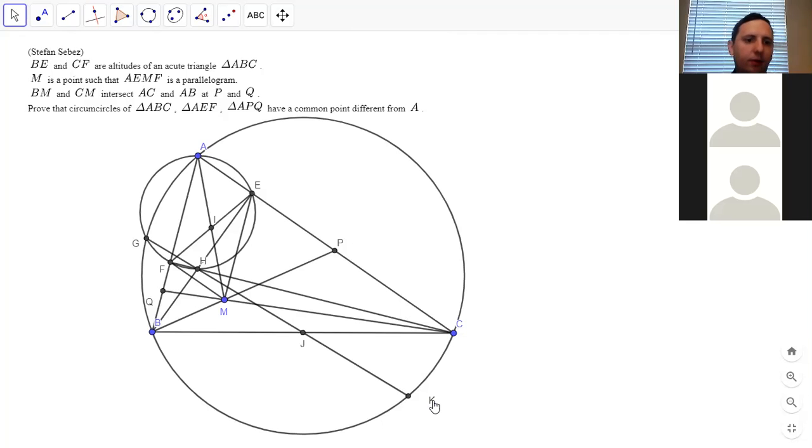so maybe we could solve this with like spiral similarities. So we want to show AGQP is cyclic. That's the same as saying that GQP is similar to GBC.